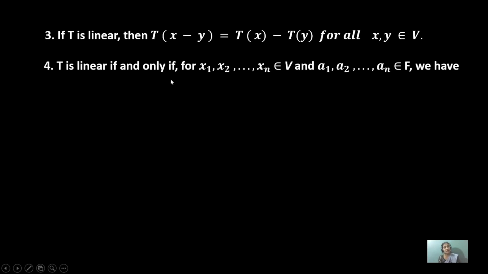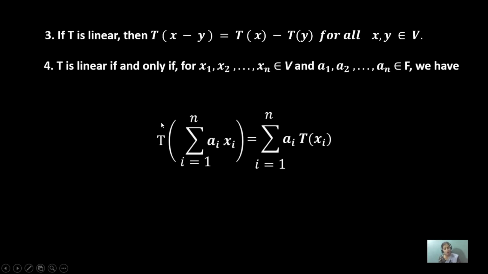T is linear if and only if, for x1, x2, ..., xn elements of V and a1, a2, ..., an scalar quantities of the field F, we have considered this formula of the function in the form we discussed in the first lecture of the unit. Then T of the summation i equals 1 to n of ai xi.